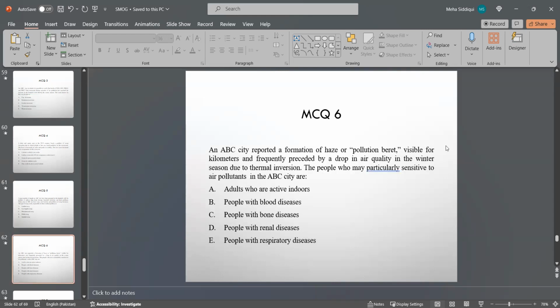MCQ number 6. An ABC city reported a formation of haze or pollution bed visible for kilometers, frequently preceded by a drop in air quality in the winter season due to thermal inversion. The people who may be particularly sensitive to air pollutants in the ABC city are adults who are active indoors, people with blood disease, people with bone disease, people with renal disease, and people with respiratory disease. E is the right option.